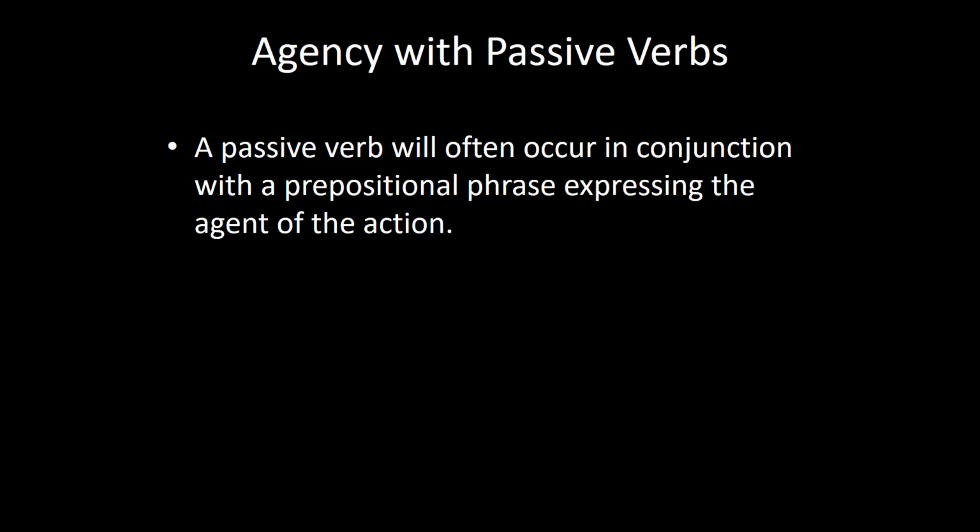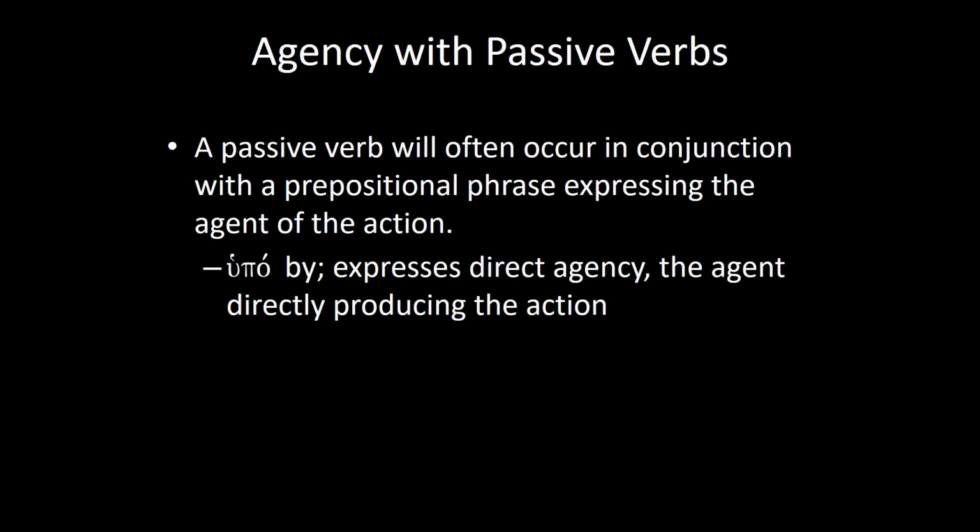So with a passive verb, the subject is acted upon. Well, one question you want to know is the famous whodunit question. Who was the one who did the action? So what passive verbs will often have nearby them is what we would call an agency phrase. It's a prepositional phrase that tells us who performed the action. One type of phrase like this begins with the preposition hupo. This tells us the direct agent or the ultimate agent. This is the one who's ultimately responsible for the action.